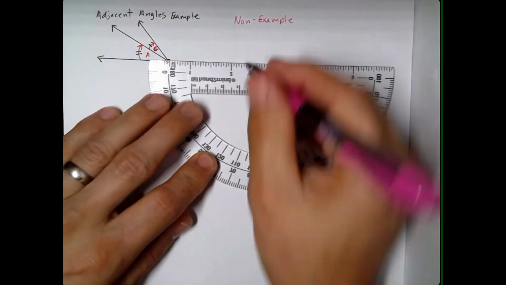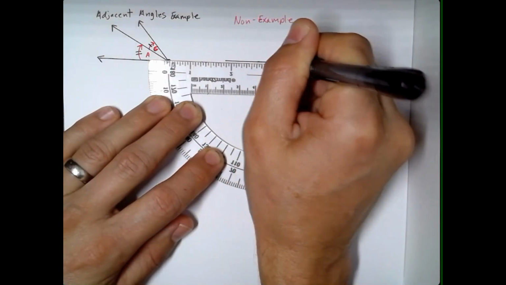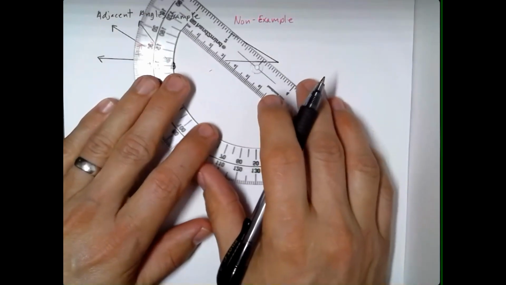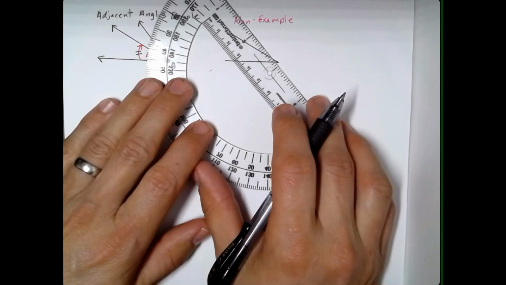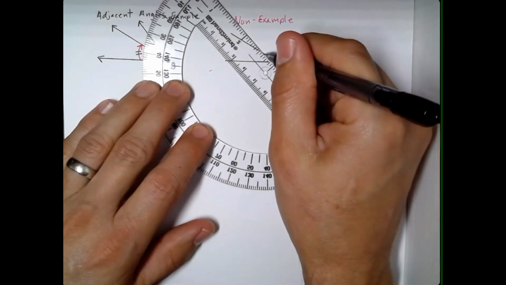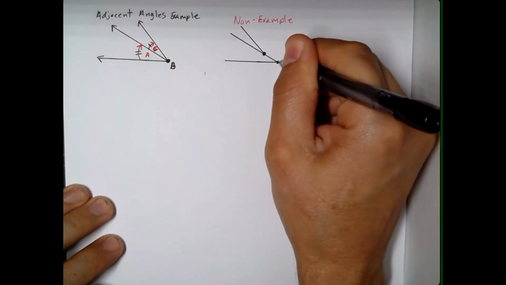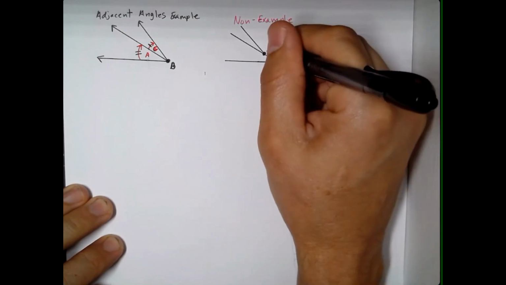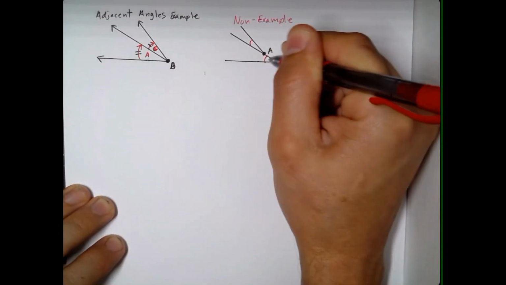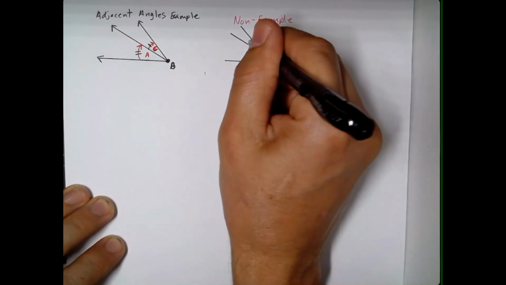So let's say we started out the same. We have a line, and then from the same vertex we'll do another, and let's say another, but let's start it from a different point. Okay, so I want you to notice in this one we have two different vertices. We have B, and we'll call this vertex A. Now we still have two angles, and so I'm going to use those little marks I talked about. I'm going to put two marks here and one mark here.